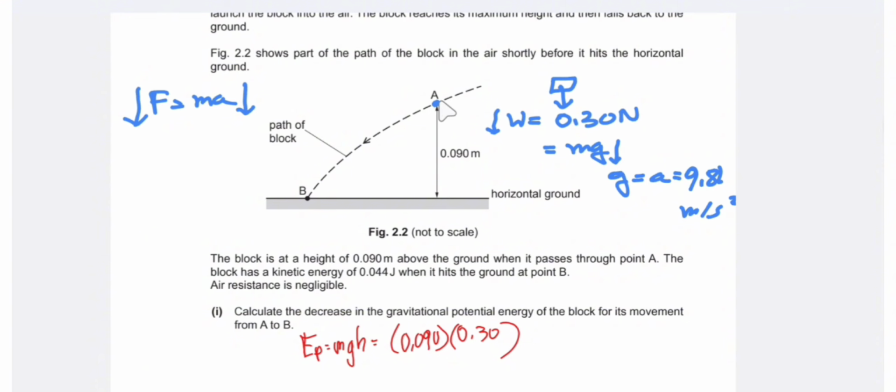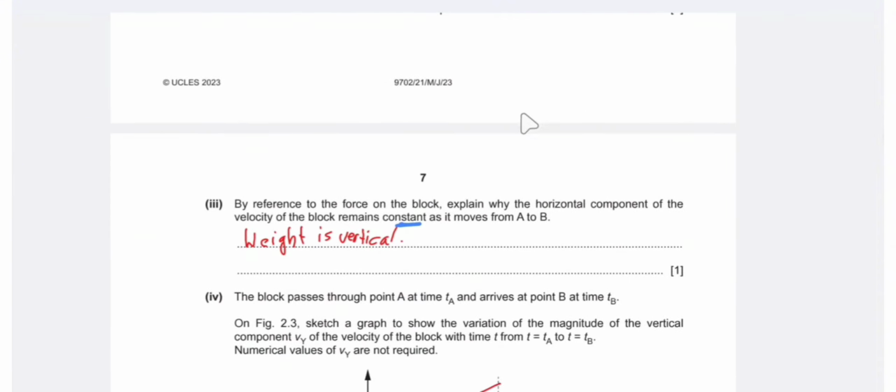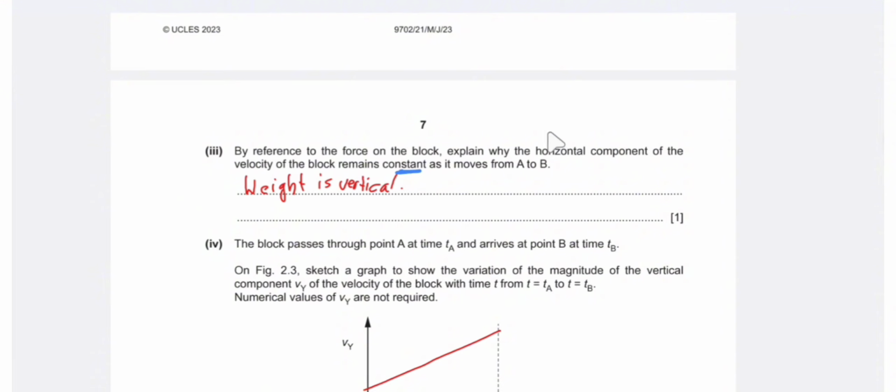In the horizontal direction, there are no other forces acting on the block, because the air resistance is negligible. We know that force is equal to mass into acceleration. Since the force in the horizontal direction is 0, though the block has some mass, the acceleration is 0. That means in the horizontal direction there is no acceleration.